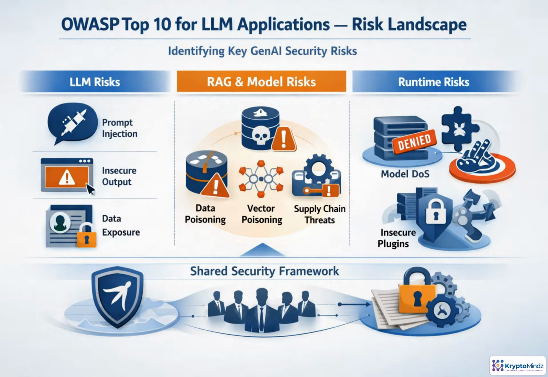OWASP gives teams a shared map for LLM security. The key idea is that risk does not live only inside the model. It appears in prompts, outputs, retrieved knowledge, plugins, tools, and human decisions.